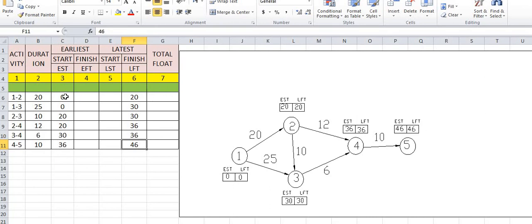Once we have fed this EST and LFT in the tabular form, then half the problem has been solved. The remaining we will calculate depending upon this. Already we have seen in the first slide of today's lecture how to calculate EFT, earliest finish time. Earliest finish time is nothing but the addition of the EST with the duration. Already we have seen this in the definitions.